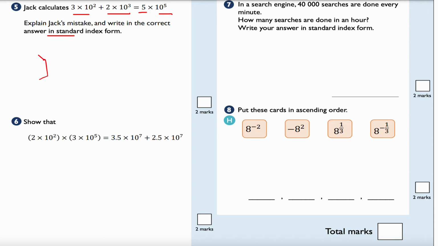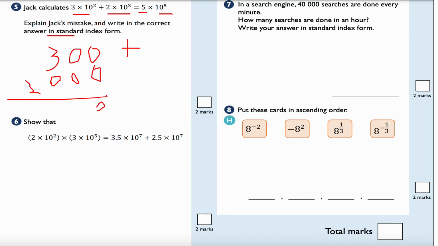So 3 times 10 squared is 3 and then 2 zeros, and then I'm going to add 2,000, because 2 times 10 cubed is 2 and then 3 zeros. We can see straight away that the answer doesn't end in a 5 when I add it together. 0 add 0 is 0, 0 add 0 is 0, 3 add 0 is 3, and then 2 add nothing is 2. Okay, so it should be a 2 there.